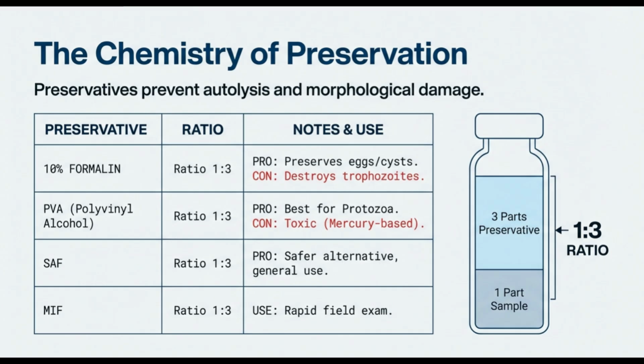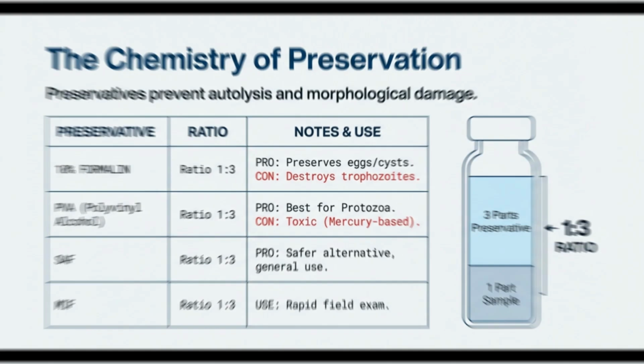Now this table breaks down the common options. You have 10% formalin, which is great for preserving parasite eggs and cysts, but its big downside is that it destroys delicate trophozoites. Then there's PVA, or polyvinyl alcohol. It's the best for preserving protozoa, but it is toxic because it's mercury-based. SAF is a safer all-around alternative, and MIF is often used for quick field examinations. Each one has a specific job, and using the wrong one can completely compromise the sample.